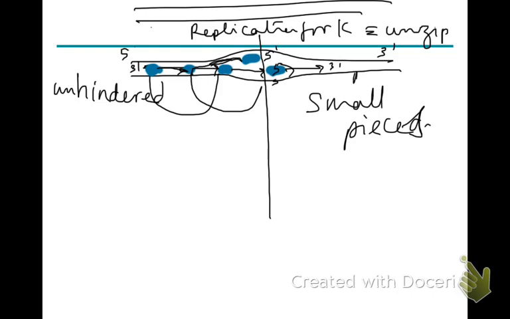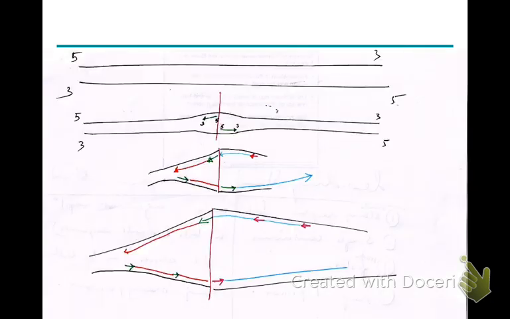One strand is continuous, no problem. The other strand is made in small pieces. That's what I was trying to draw here. If you notice, there are two strands, and I call them 5' to 3', 5' to 3'. Remember the anti-parallel nature.